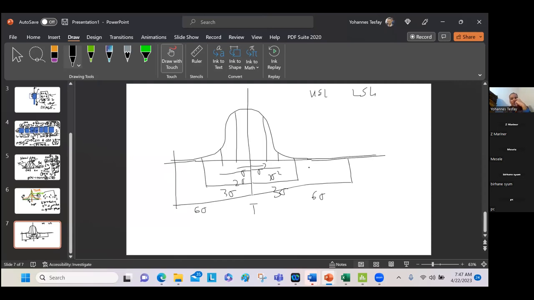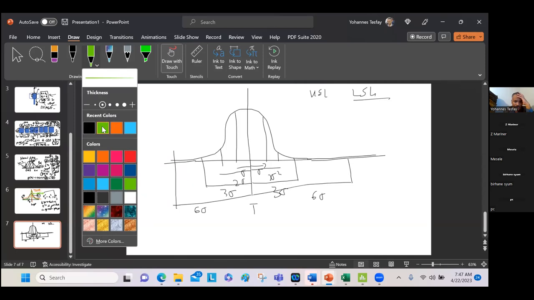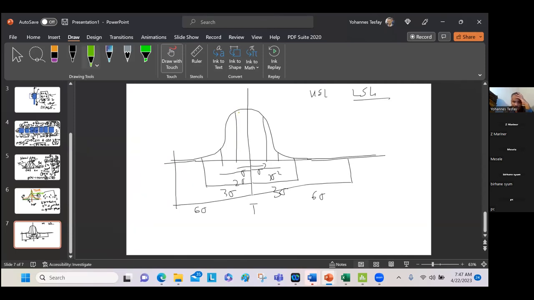Okay, just like that. So now your lower specification limit. If your lower specification limit is here, you see, this is your lower specification limit. Okay. So at what sigma level is this process operating?